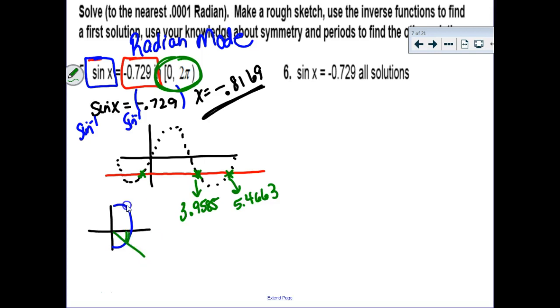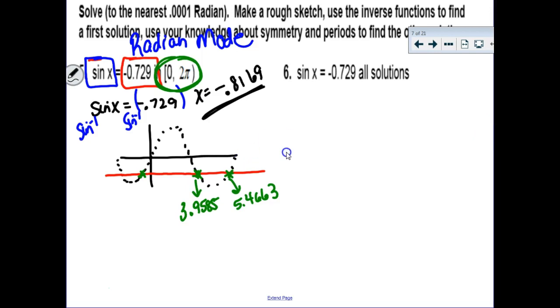But that's because that's how the calculator is set up. It thinks inverse sine is only defined, which it is, from negative pi over 2 to pi over 2. So that's the one it's going to give you, but that's not the one we were looking for because it wasn't in our domain interval. So this part's going to get a little confusing.